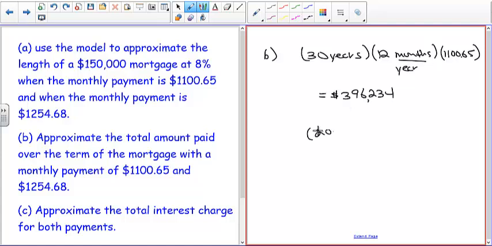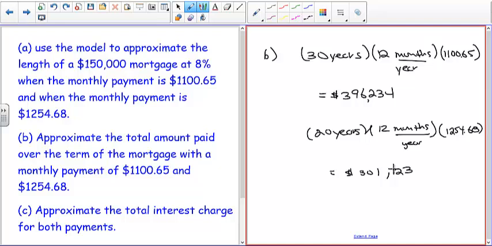Now if we had 20 years, we do the same thing. We just change the total number of payments, which is the number of years times payments per year, and then multiply by the higher payment. Because the number of payments goes down considerably, this number will be smaller. So we get $301,123. So by paying it off in 20 years instead of 30 years, we're saving $95,000 approximately.